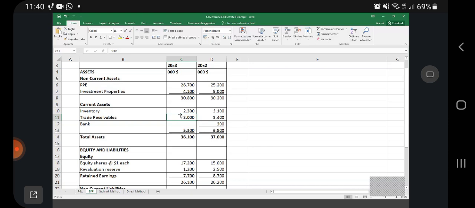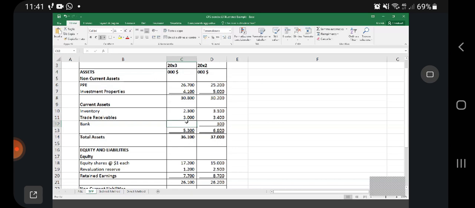Now have a look at the bank account. Remember that the bank account can go with a minus, and that was overdraft, if you remember. This is the case, this is the example here. At 2022, the bank account has a value of 300,000. Again, the values are in thousands here. Whereas in 2023, you find nothing there.